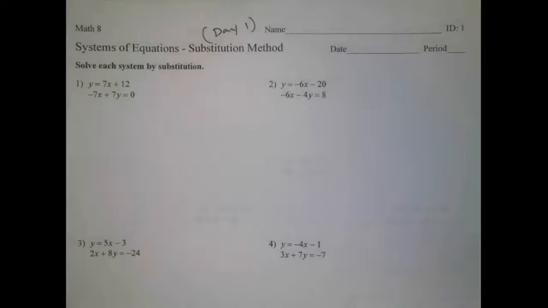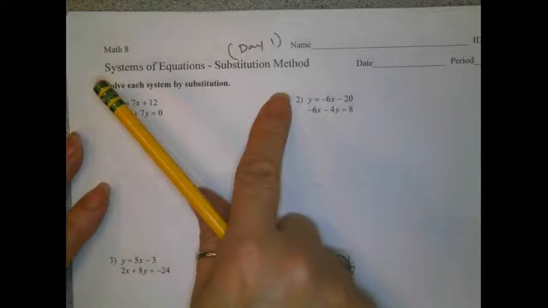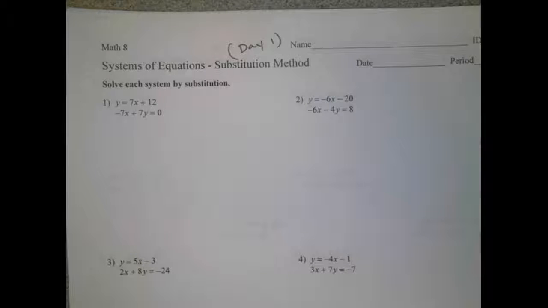So for the past couple of days, we've been solving systems of equations by graphing. Today, we're going to use a different method called substitution. Okay? And so this is really going to bring in all those steps that we've been working on in order to solve these problems.